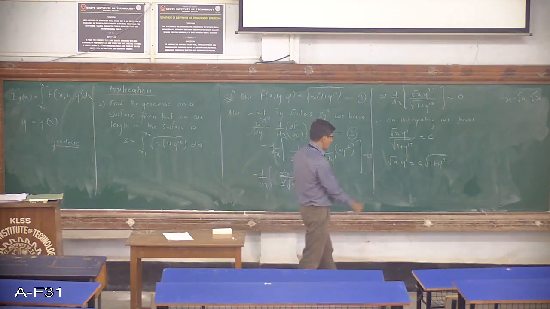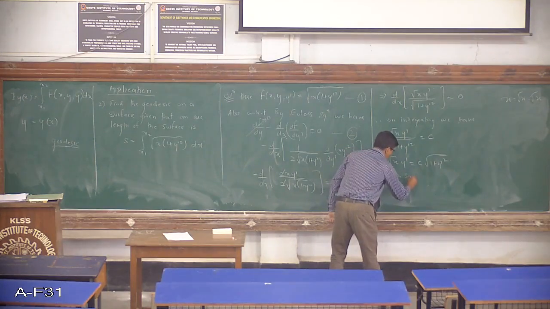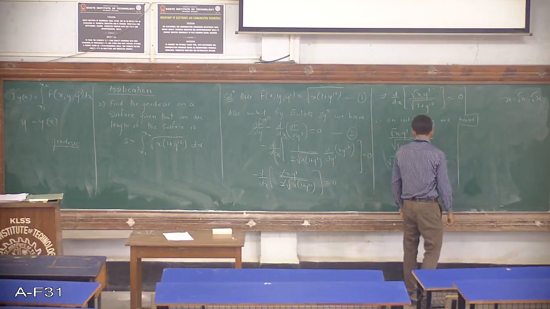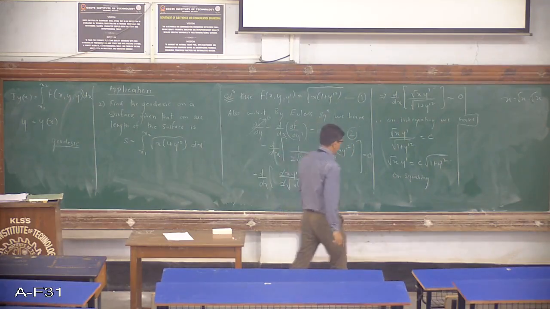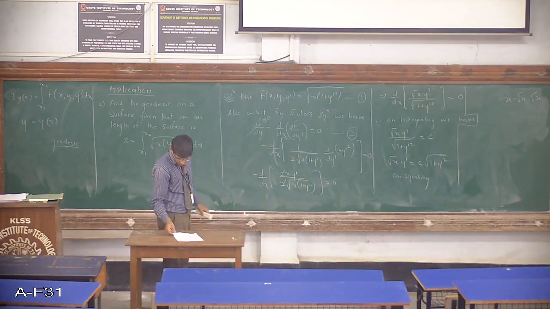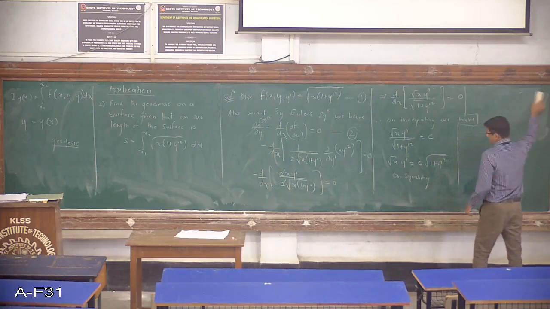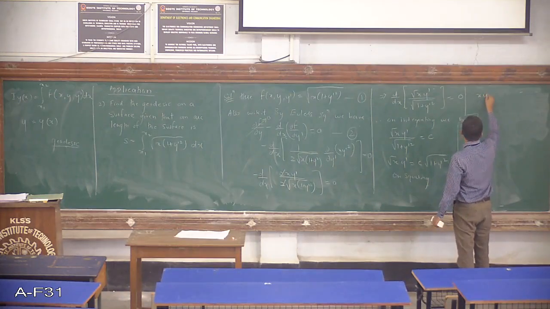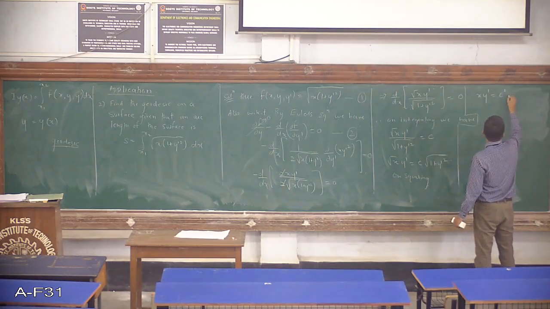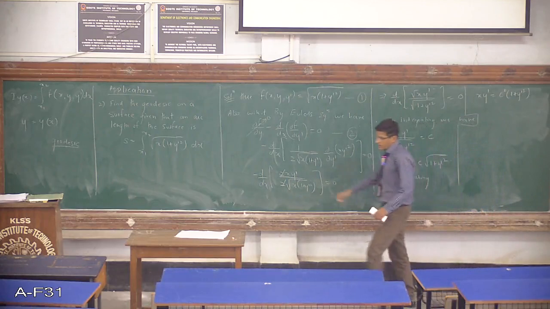Now if I square on both sides, therefore on squaring I will have x y prime square is equal to c square, inside the bracket 1 plus y prime square.